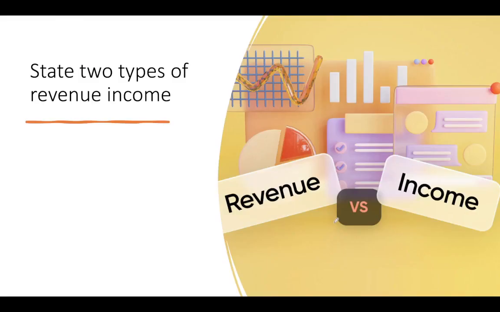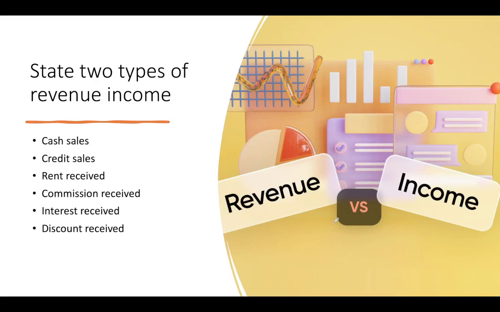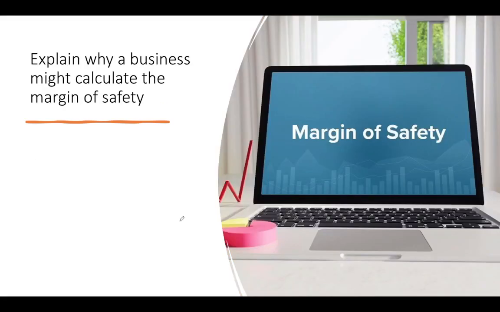So quickly, let's do some quick fire. What do you know? State 2 types of revenue or income. This is where you hopefully can remember. There's a couple, just a couple for you. I'm not going to read the list to you, but there are some of the ones that you should know. And if you don't know, go and revise revenues.